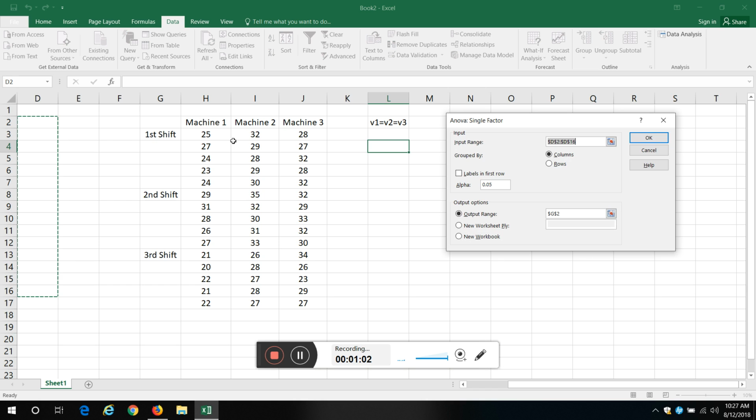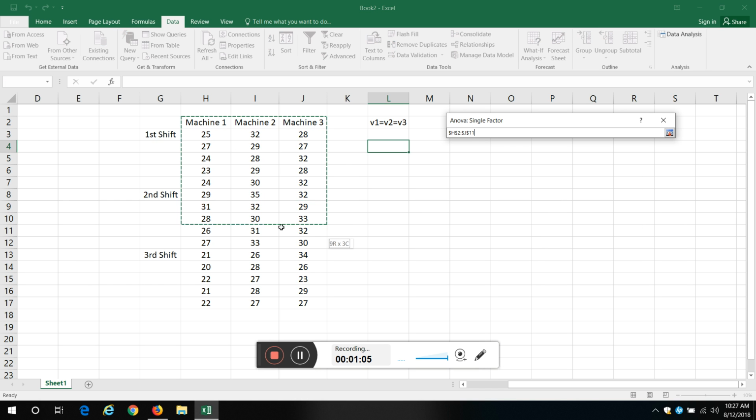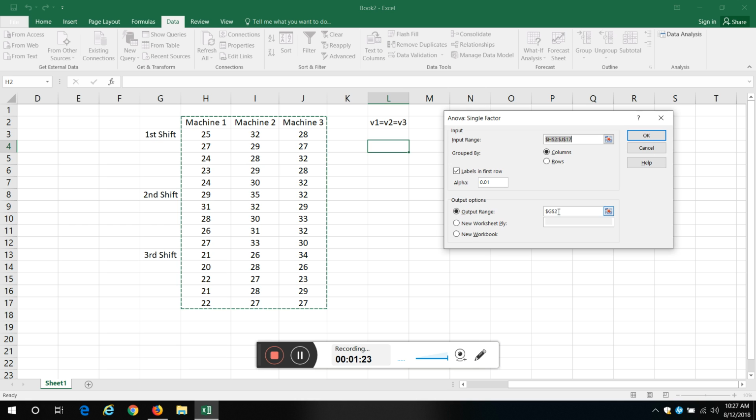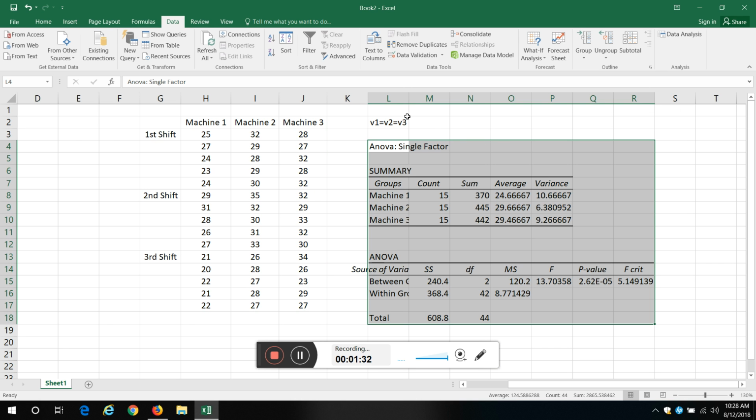And the input range is right there. It's grouped by columns. I'm going to put labels in first row. And I'm going to change this alpha. Instead of being 0.05, let's make it 0.01. So there's only a 1% chance I'm going to get this wrong. Okay? Output range. And I'm just going to put it right there. Click on OK.